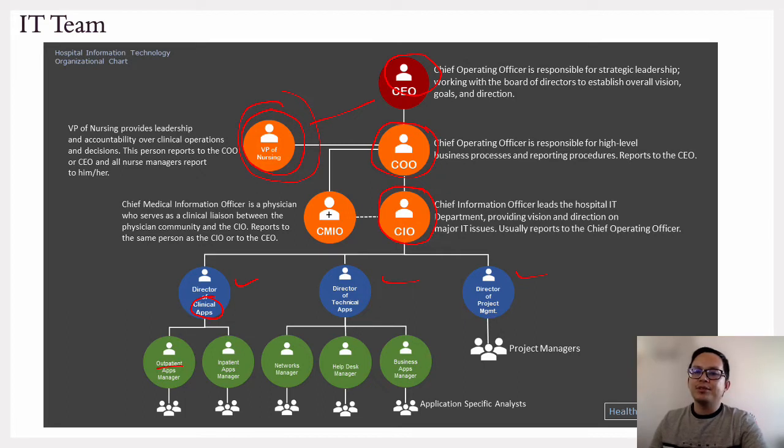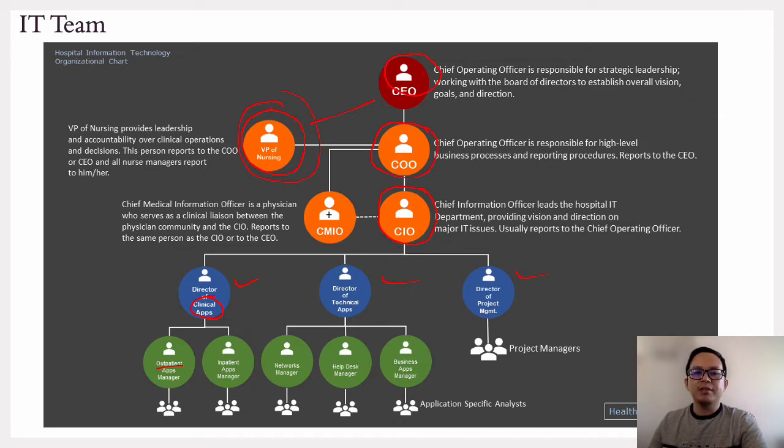Mobile apps, controlled access to medical records. These are the software that this person, the outpatient apps manager, supports. Also, controlled access to medical records by community providers or physician portal, and electronic medical prescribing.